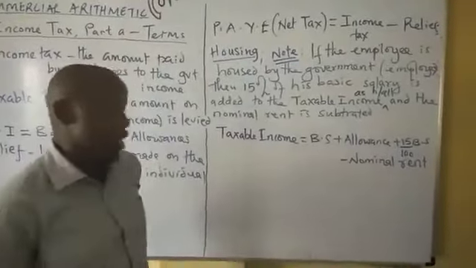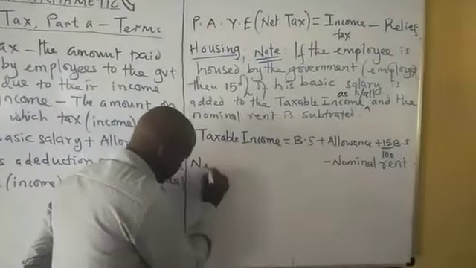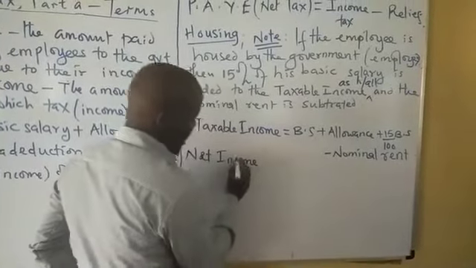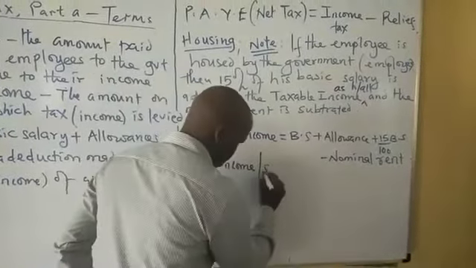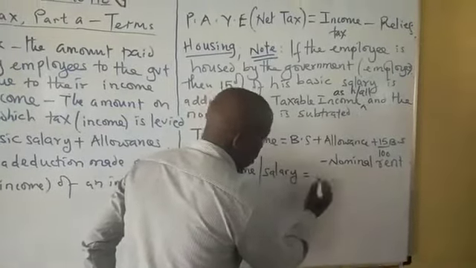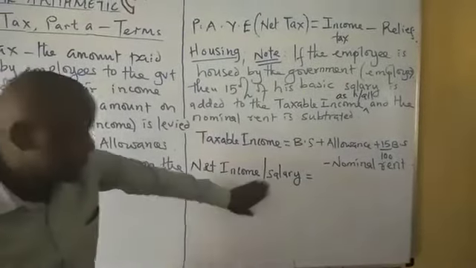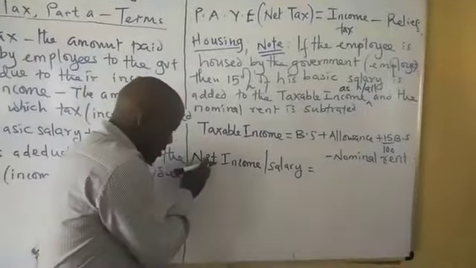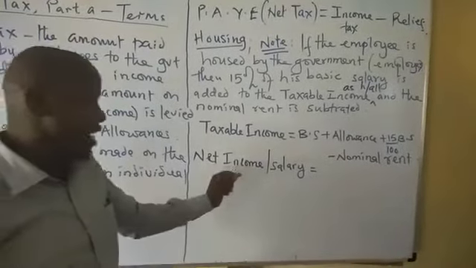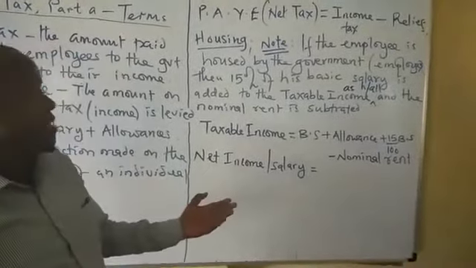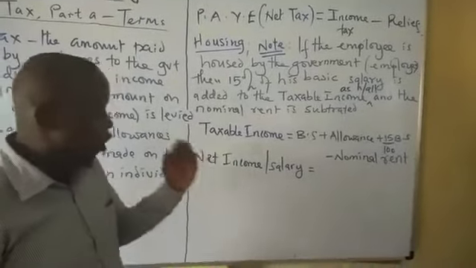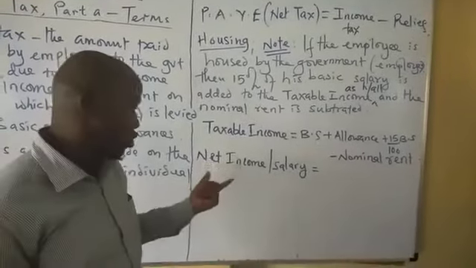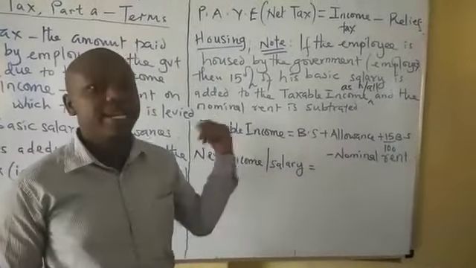The last term I'll deal with is net income, or the net salary of a certain employee. If an employee is paying some things after the end of a given month, then there is that net salary or net income, which at the end of the day will remain in his pocket. And that is what we are calling net income or net salary.